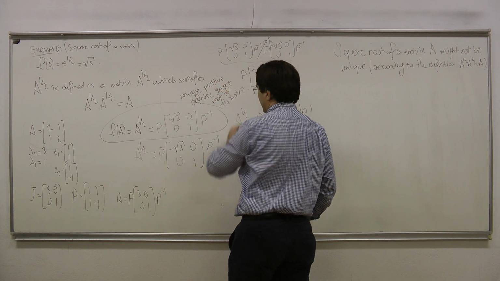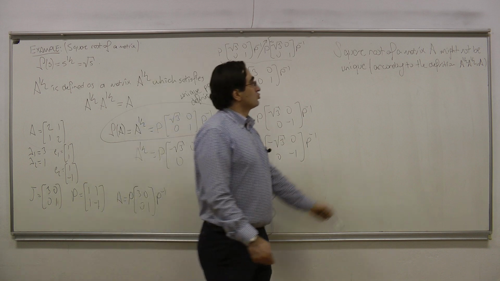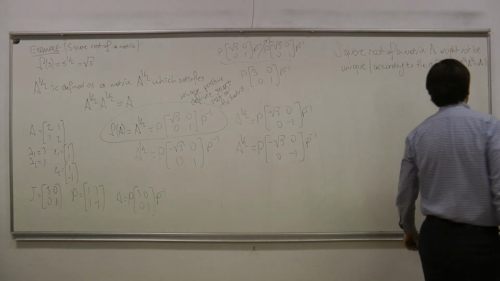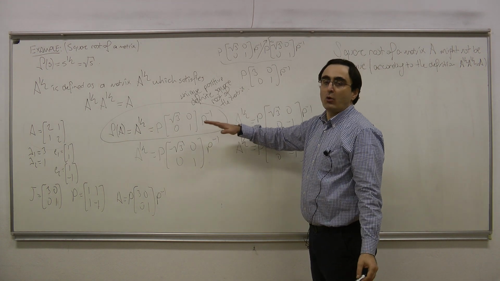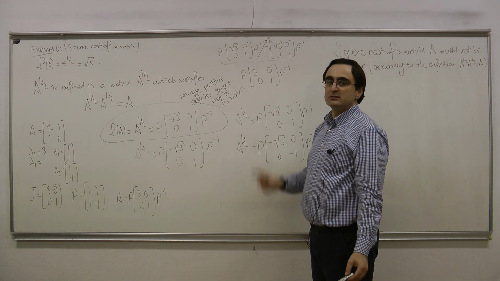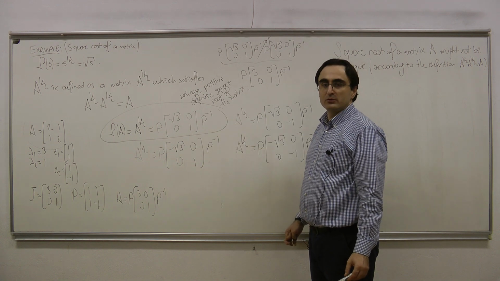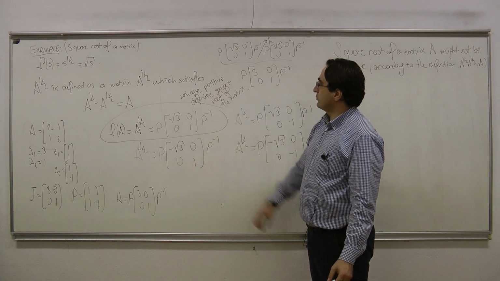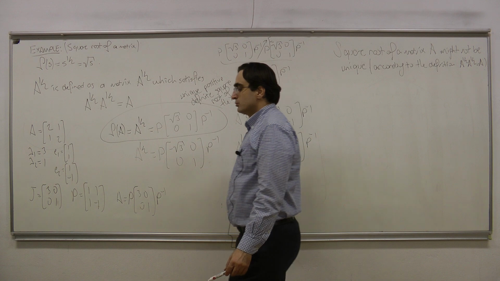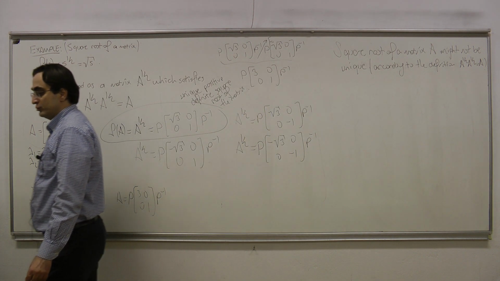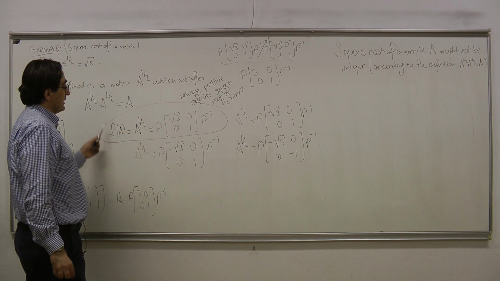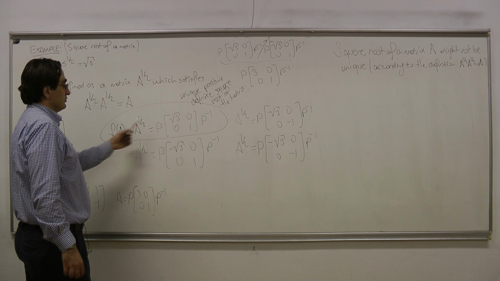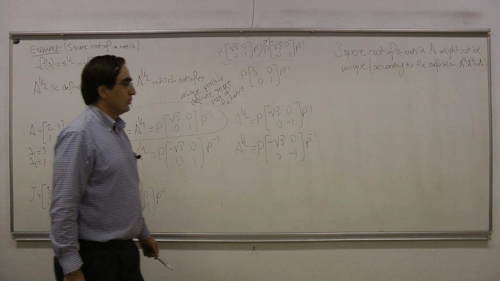Okay? So in general, the square root of a matrix might not be unique, but we have in general only one positive definite square root. Okay? And this positive definite square root would always be unique. Okay? And we find that square root using the function of a matrix concept.